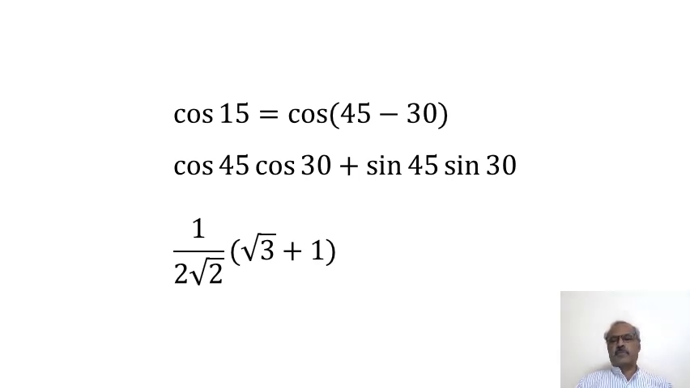Using these values and taking out 1 over 2 root 2 common, we see that cosine of 15 is equal to 1 over 2 root 2 times (root 3 plus 1). So this is the value of cos of 15.